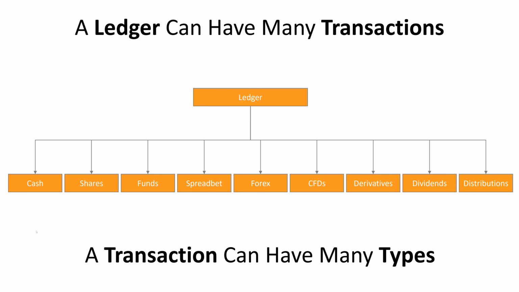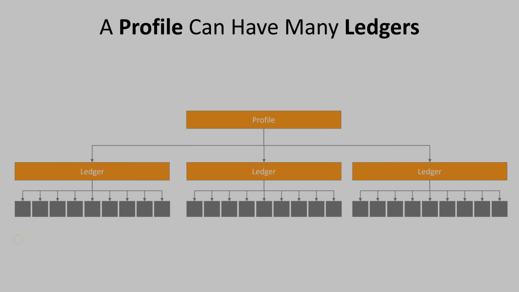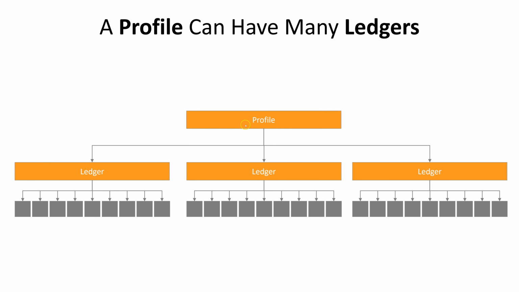When organising client data, a transaction can represent many asset types, for example, cash, shares, cryptos, etc. A ledger can have many transactions. For example, an ISA ledger can contain cash and share transactions. A profile can have many ledgers. For example, a client can have a personal ISA ledger or a SIP ledger.